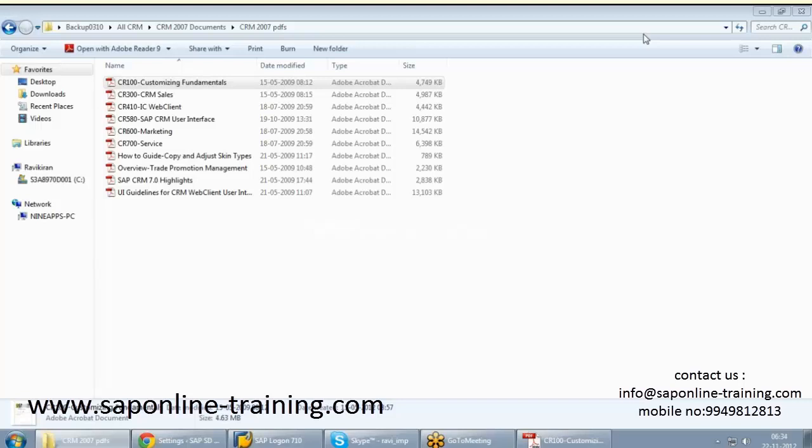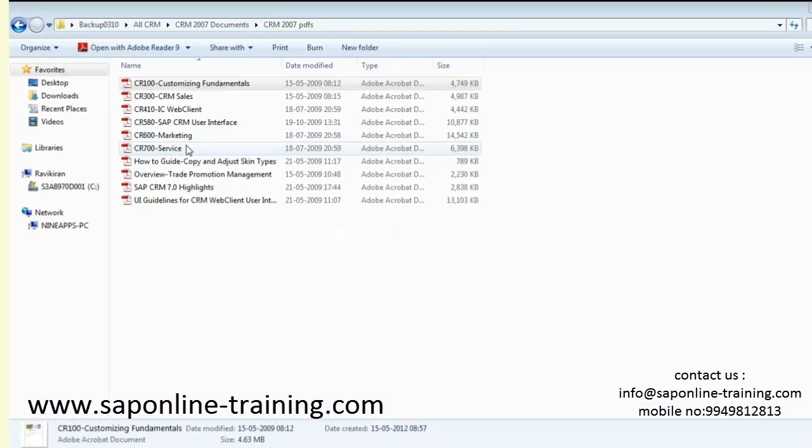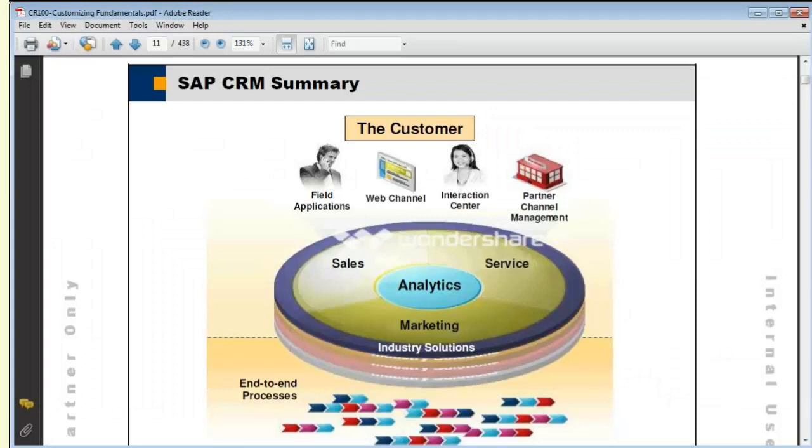So completely, that was your question, right? If we start from what you typed, what do we do in SAP? No, I said how many such chapters are there, if I have to divide my next... Yeah, these are the chapters: service, marketing, interaction center, web client, CRM sales. The diagram I'm showing you is the summary of topics only. If you can see this.